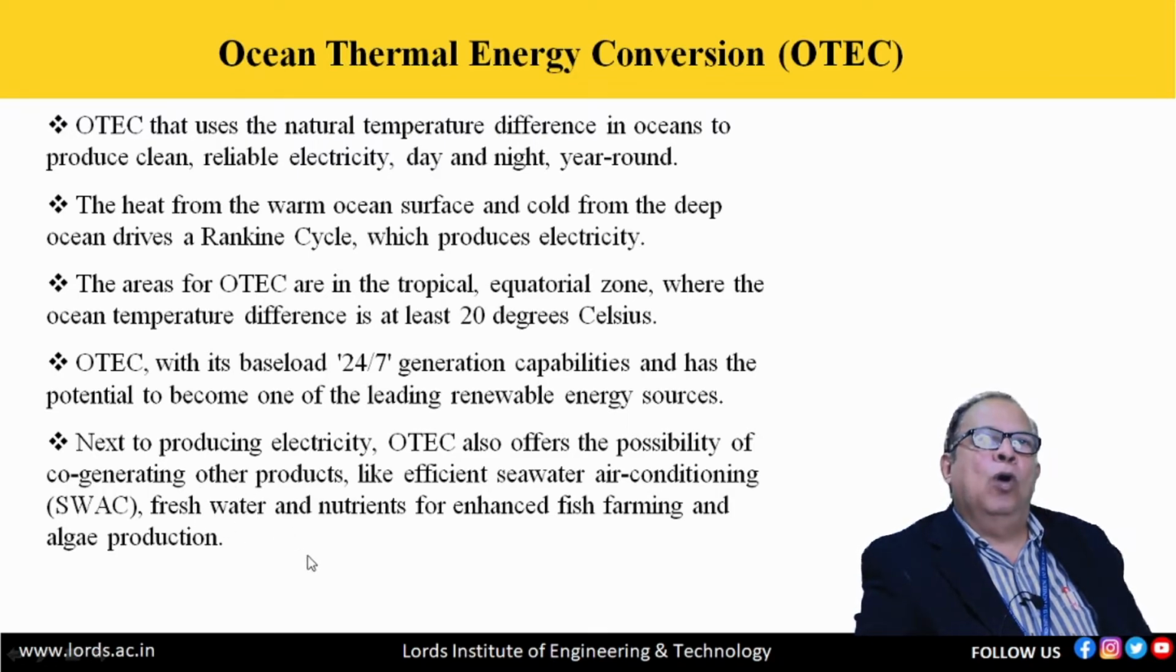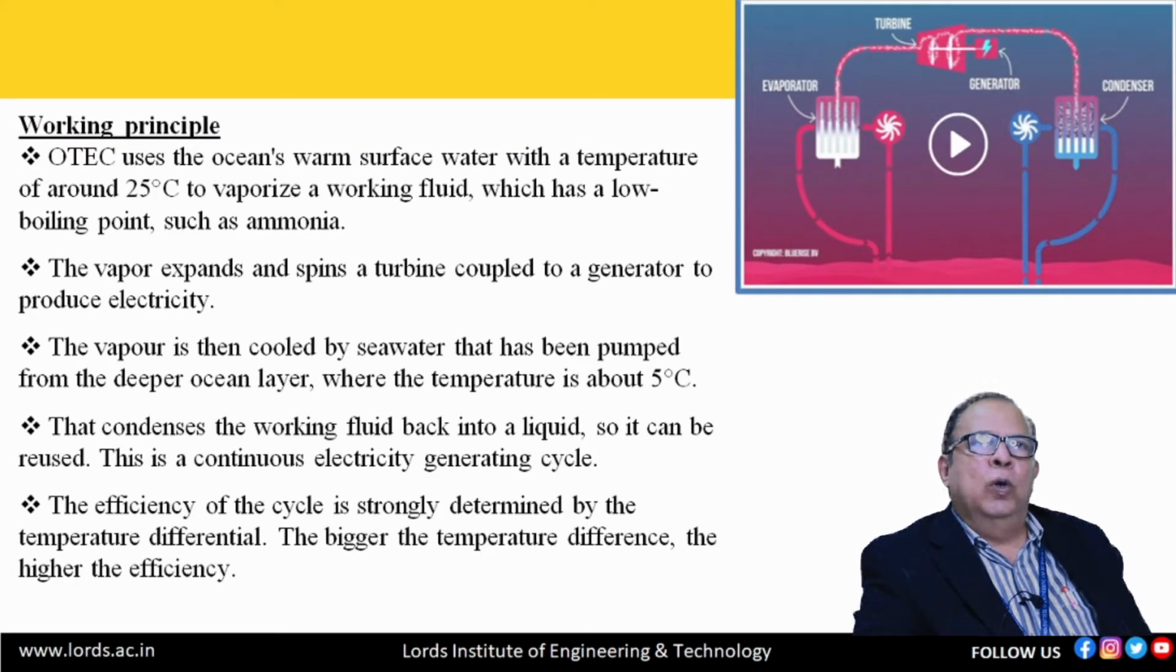Then the working principle of OTEC. As I told you, OTEC uses the ocean's warm surface water, with a temperature of around 25 degrees centigrade, to vaporize a working fluid which has a low boiling point, such as ammonia. We know that ammonia and freons are used in refrigeration and air conditioning as a refrigerant. So here also we can use ammonia as a refrigerant or working fluid in OTEC to generate electrical power.